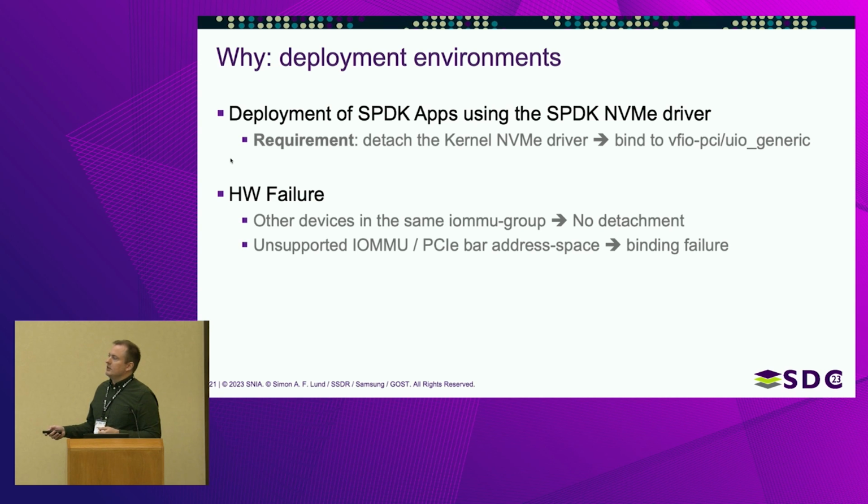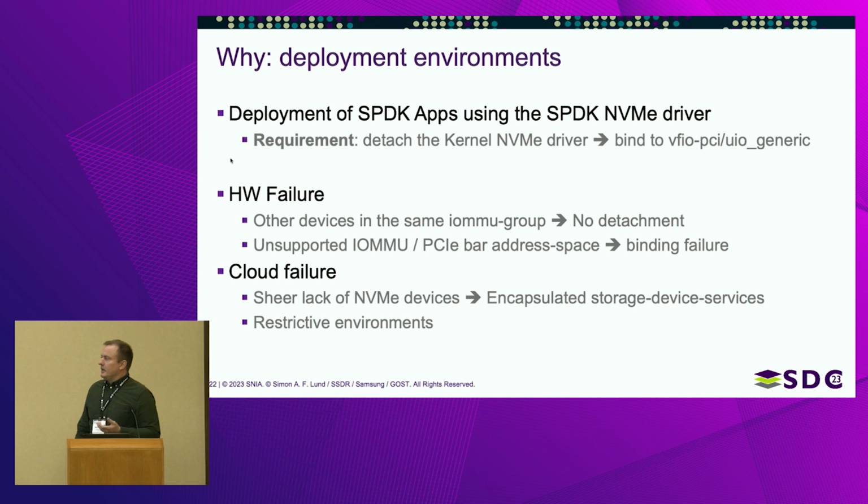Stuff can happen, such as other devices being in your same IO-MMU group. You might have a network card, a graphics card, something else that prevents you from actually detaching your device on your server. Or it might be that your hardware has an unsupported IO-MMU or a different kind of PCIe BAR address space. That'll also prevent you from actually making use of this. And in the cloud, there might just be a sheer lack of NVMe devices, or you might just really want to be more restricted in what you can do. So this requires a high level of control of the box that you're deploying stuff on.